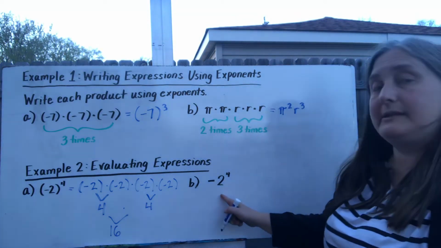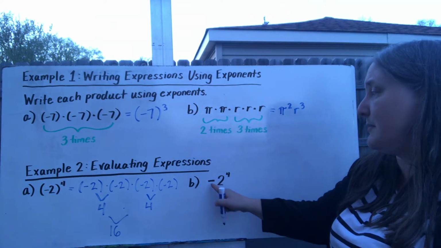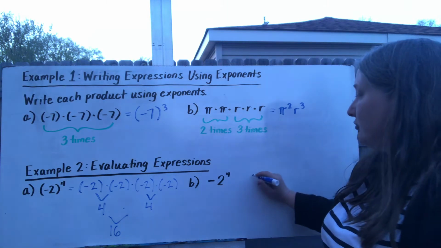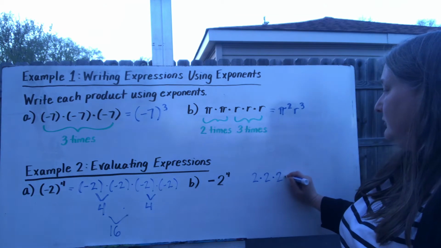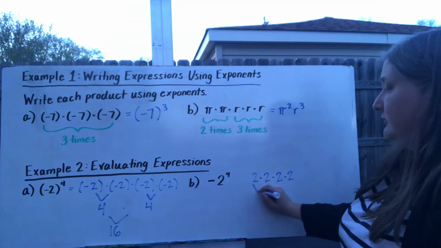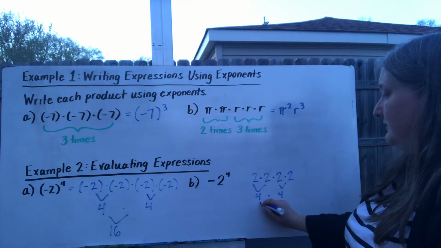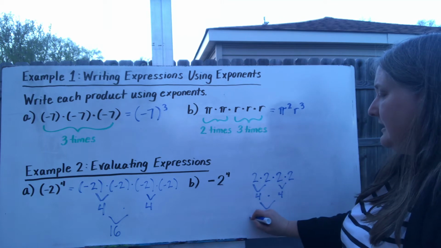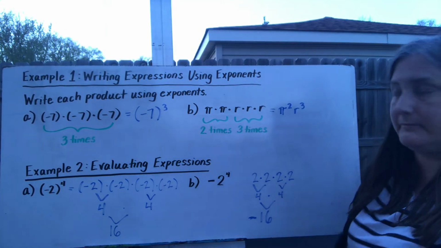Now this case looks similar to this one, except we don't have any parentheses. So this is actually indicating we want the opposite of 2 to the 4th power. So I'm actually going to solve 2 to the 4th power. 2 times 2 times 2 times 2. 2 times 2 is 4. 2 times 2 is 4. And 4 times 4 is 16. The opposite of that would be -16. So my answer here would be -16.